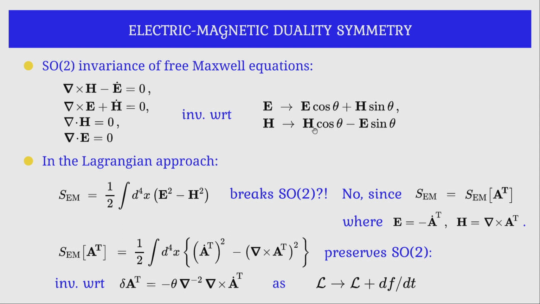So let us discuss what this symmetry is. I guess everyone here knows that the free Maxwell equations, which are written in terms of the magnetic field and the electric field here, are invariant with respect to this rotation in the electric magnetic plane of the electric and magnetic fields. So this symmetry is very easy to see at the level of the equations of motion, but it is not so easy to see it in the Lagrangian approach.